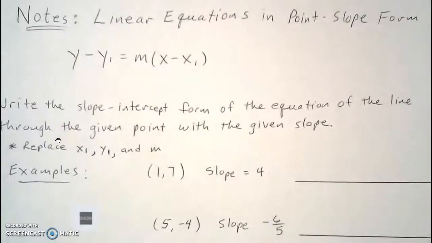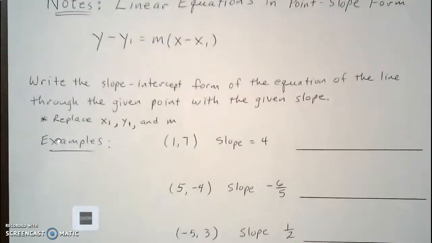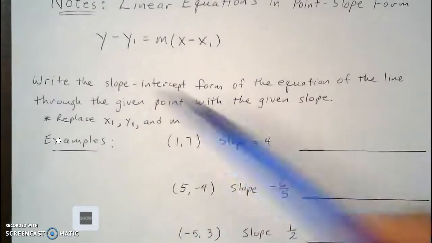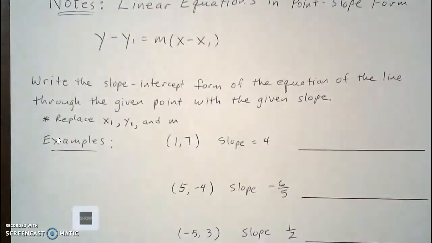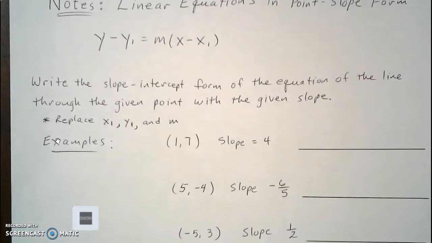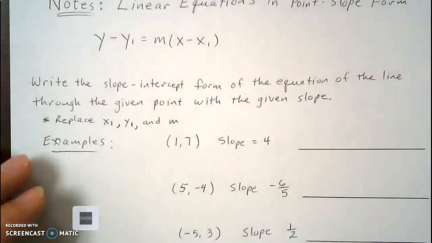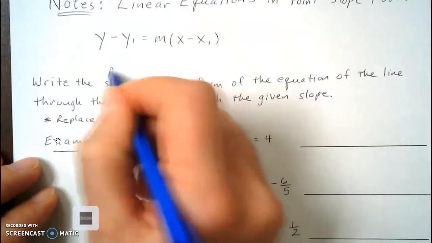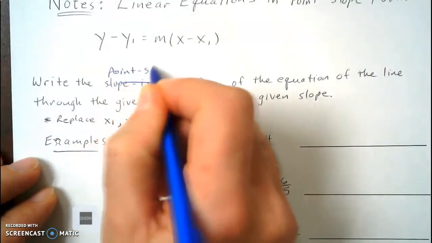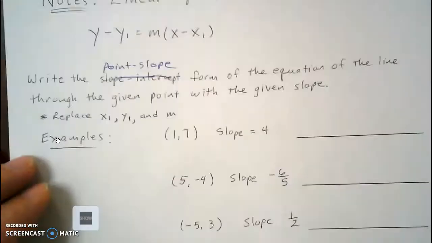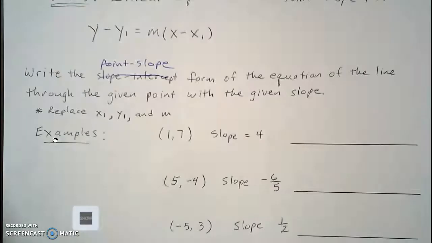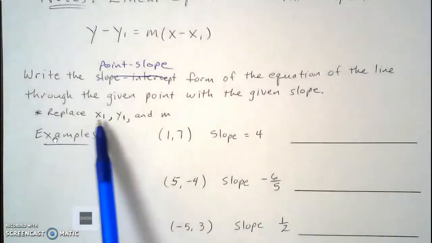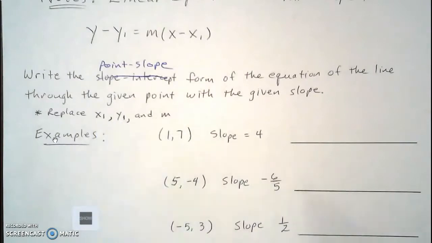So we're writing equations in point-slope form. The directions read, write the slope, well, that shouldn't say slope-intercept form. That should say the point-slope form through the given point with the given slope. I'll fix that. There we go. Point-slope form. So basically, I got a little star here. You're just going to replace x1, y1, and m.